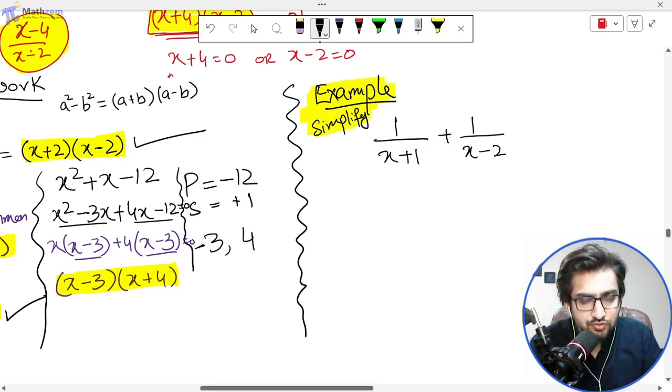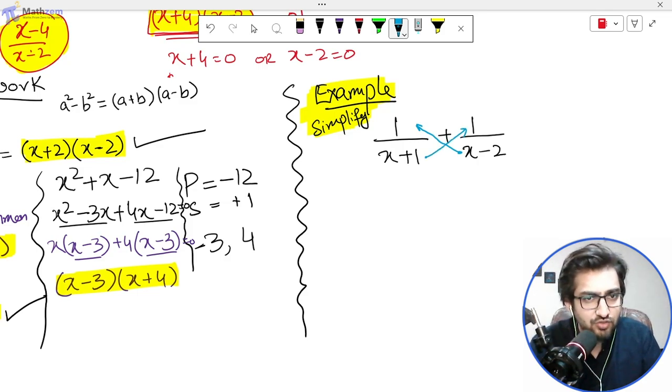Okay, so I explained you there that you need to do cross multiplication. So multiply this with that and multiply this one with that. Okay, cross multiplication. So x minus 2 times 1 is, write x minus 2 here. You can write them in the bracket, and x plus 1 times 1 is x plus 1.